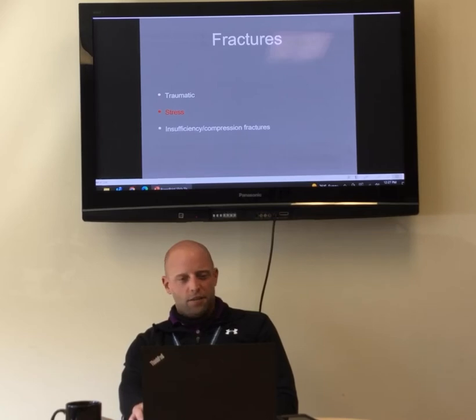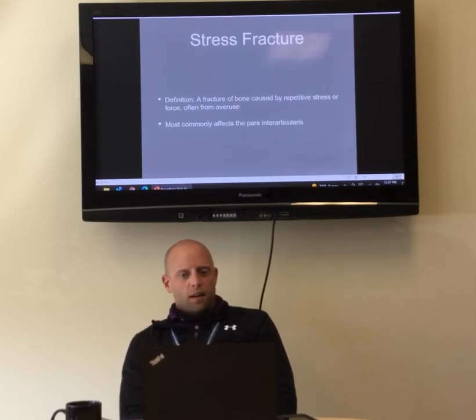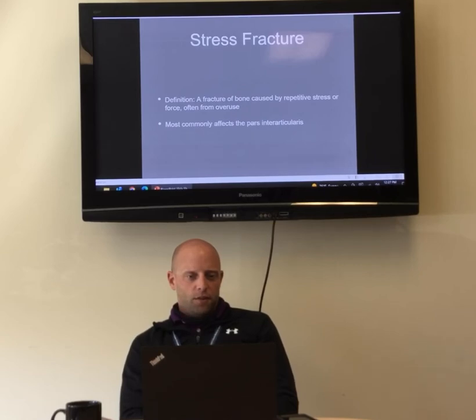A little bit about fractures. I'm not going to get too into this. The most common things we're going to see here are either stress fractures or insufficiency fractures. A stress fracture is a fracture of bone caused by repetitive stress or force, often from overuse. The part of the bone in the back that this most commonly affects is the pars, and we typically see this in young people.